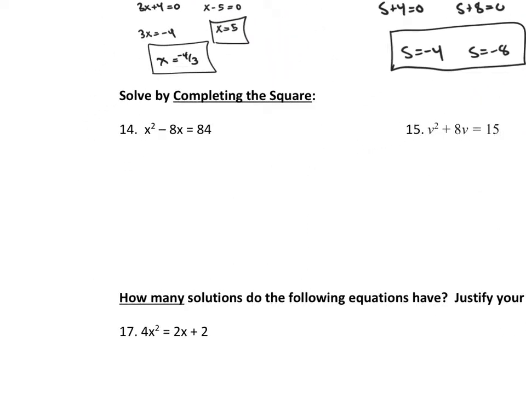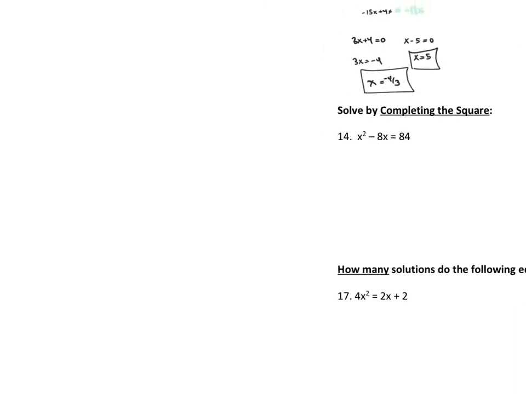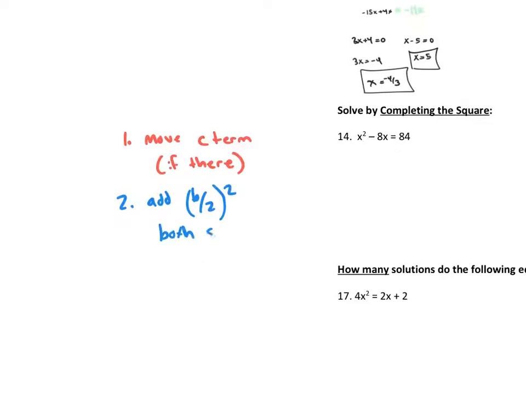We're now going to solve by completing the square. So the first step is to move the C term, if it's there. It's not always there. On example number 1, the C term's already gone. Then step 2. What you'll want to do is add b divided by 2 squared to both sides. And then that's going to allow you to then factor.